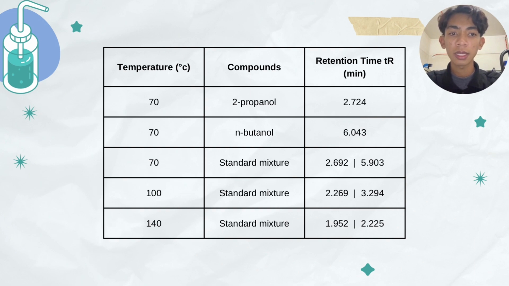Finally, notice the gap between the two numbers in the right column. At 70 degrees Celsius, there is a massive 3.2 minute difference between the compounds. By 140 degrees Celsius, that difference has shrunk to just 0.27 minutes, meaning the peaks are much closer together.